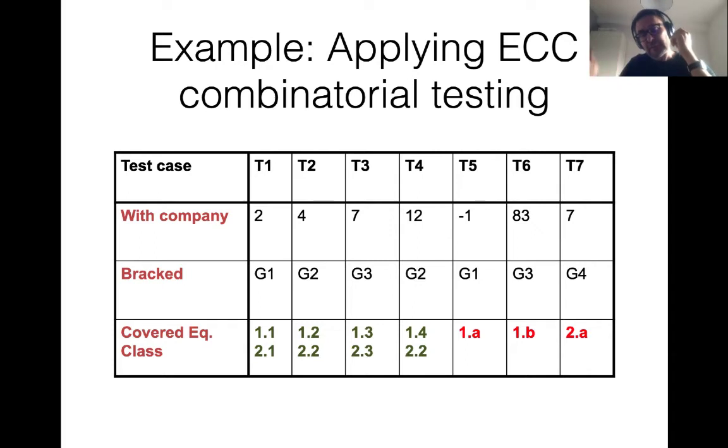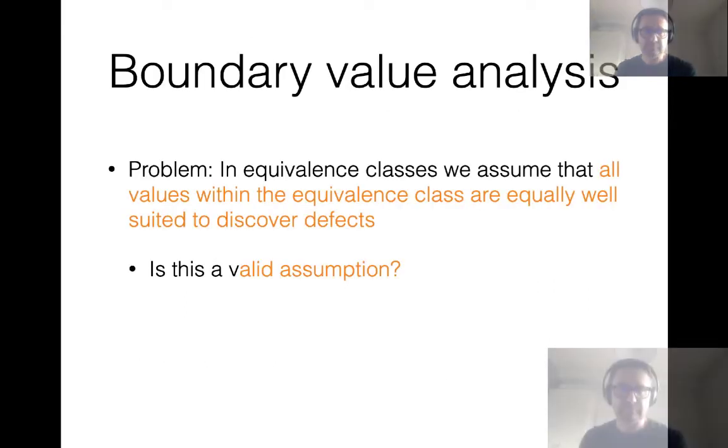And then we go through like this, and we sample inputs in each class, and we ensure that all of the classes that we identified on the previous slide have been covered. So we have 1.1, 1.2, 1.3, 1.4, that's 4. We have 2.1, 2.2, 2.3, that's 7. And then we have the 3 invalid ones: by selecting -1 year, by selecting 83, which is more than 50, and by selecting G4, we cover the invalid ones.